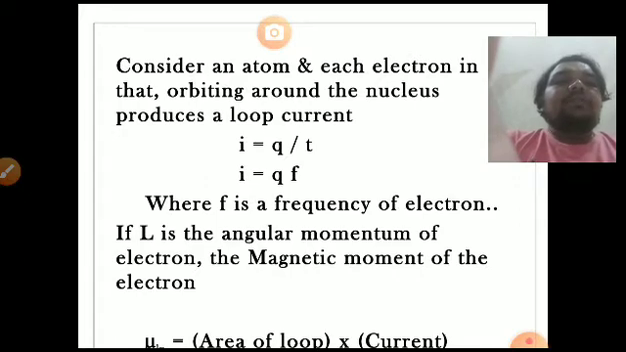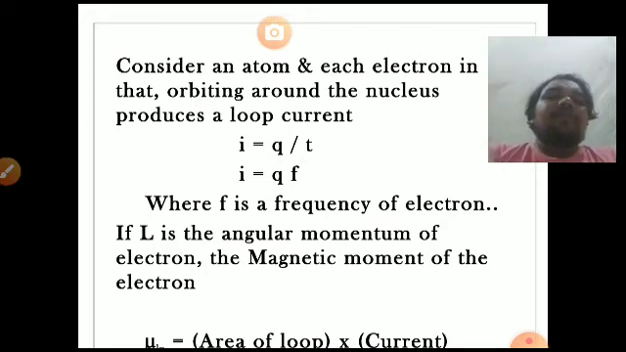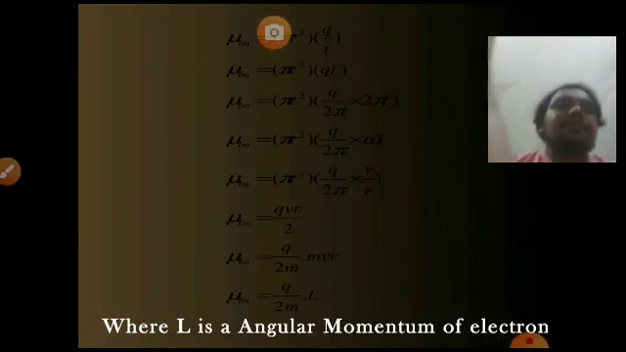Consider an atom and each electron in it orbiting around the nucleus producing a loop current I equal to Q by T, that is I equal to Q into f, where f is the frequency of the electron. If L is the angular momentum of the electron, the magnetic moment of the electron, mu, is equal to the area of the loop into the current.